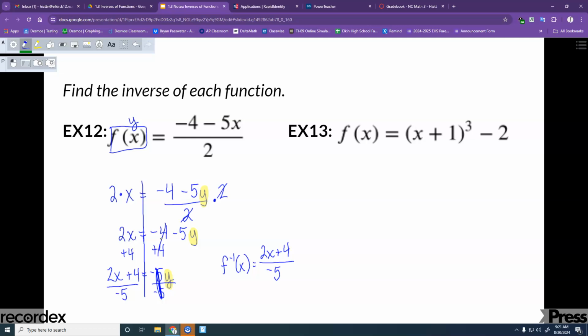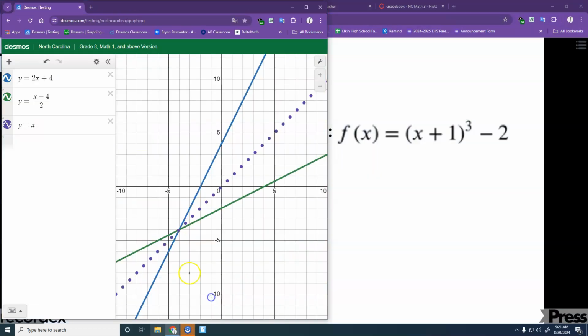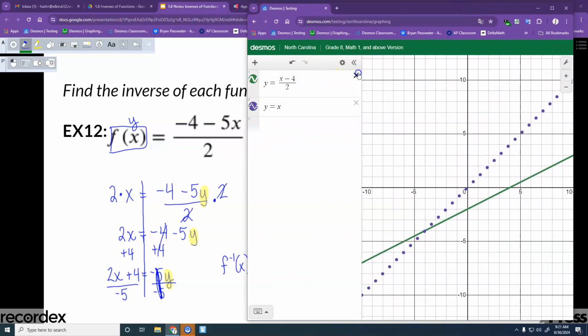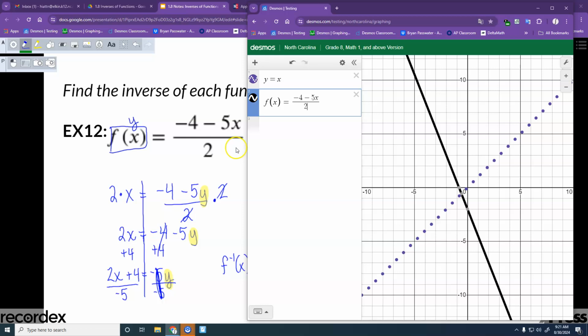Let's check this on Desmos. I'm going to leave that y equals x there because that's what we're using to check. We got f of x equals negative 4. Oh, wait. Oh, gracious. What have I done? Negative 4 minus 5x over 2. And then my answer was y equals 2x plus 4 over negative 5. Okay, does that look right? It looks reflected to me. You could check some points to be sure. I think we've done that one correctly. Okay?